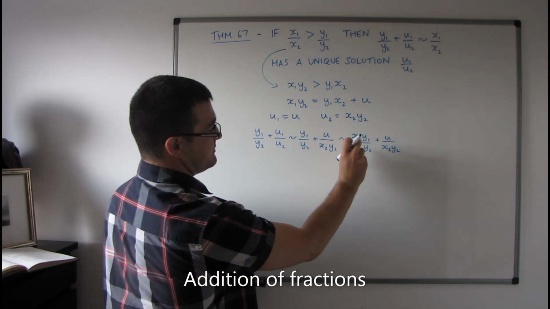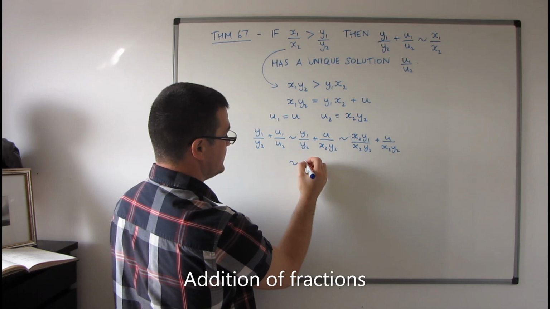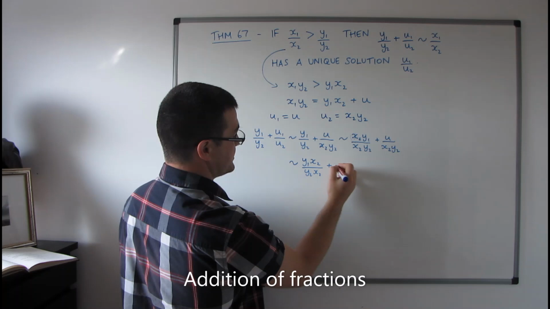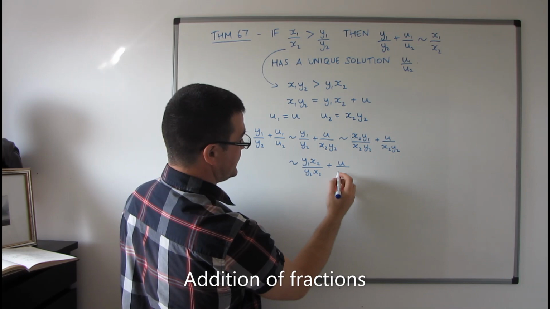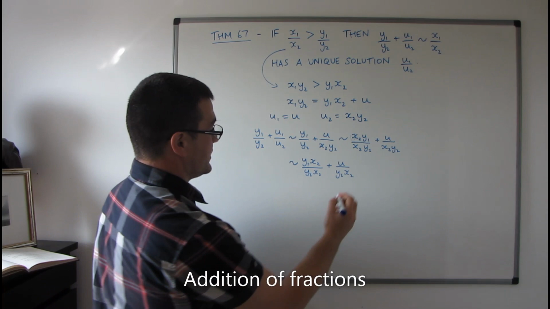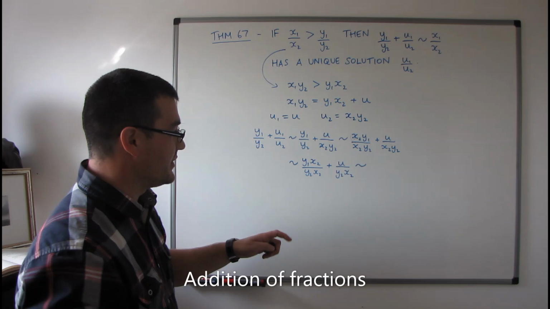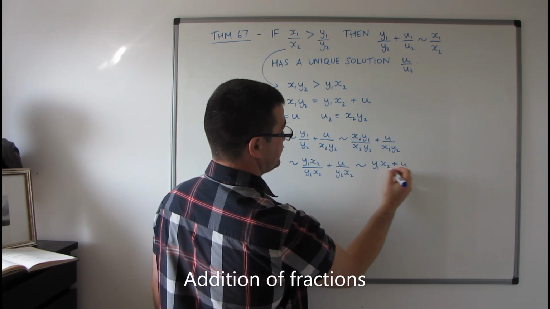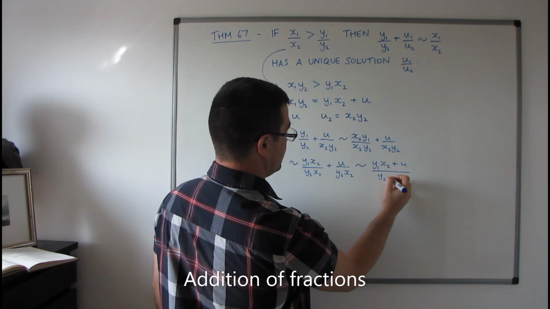And okay, I can switch those around just using commutativity of multiplication of natural numbers. So I get y1 x2 over y2 x2 plus u over x2. I can switch these two around as well, y2 x2, which is similar to a theorem, I can't remember the number, one that I did a couple of minutes ago. We've got the same denominators here, so we can just add the numerators together. So y1 x2 plus u over y2 x2.